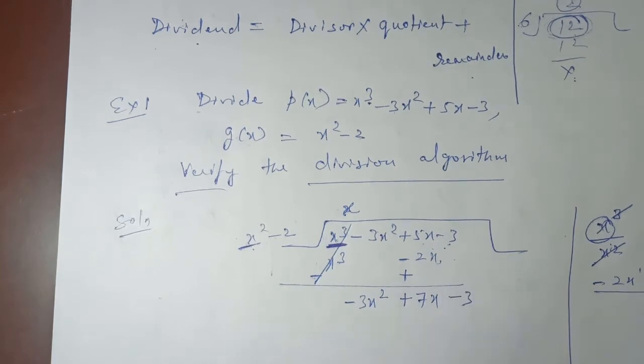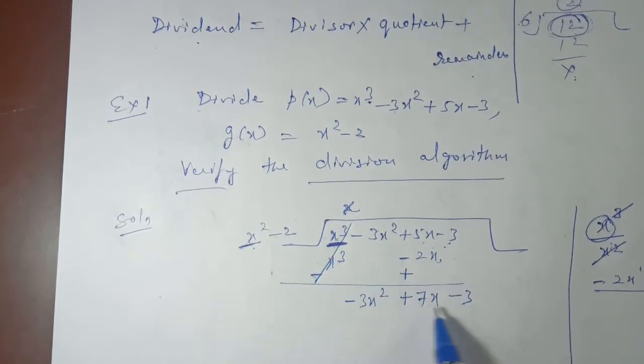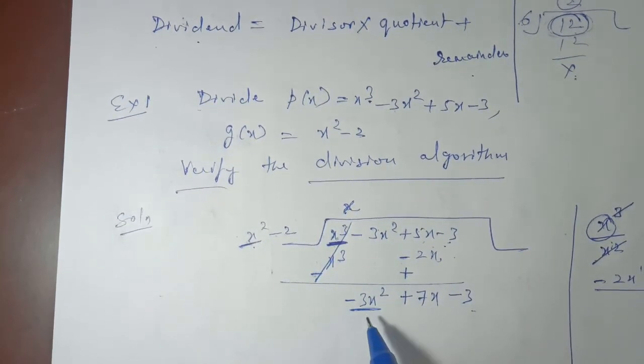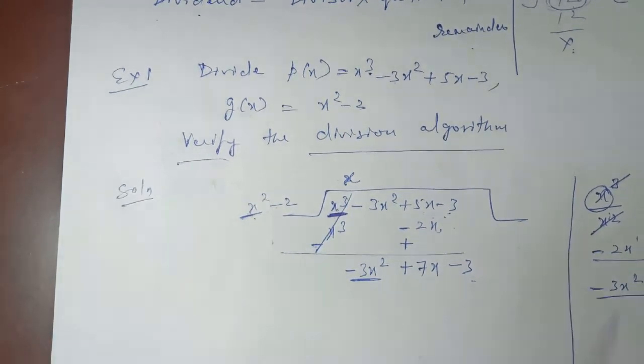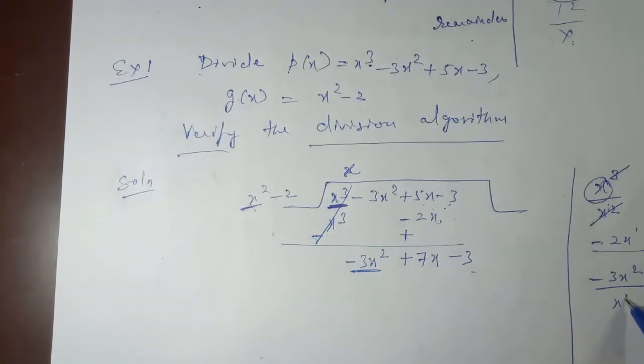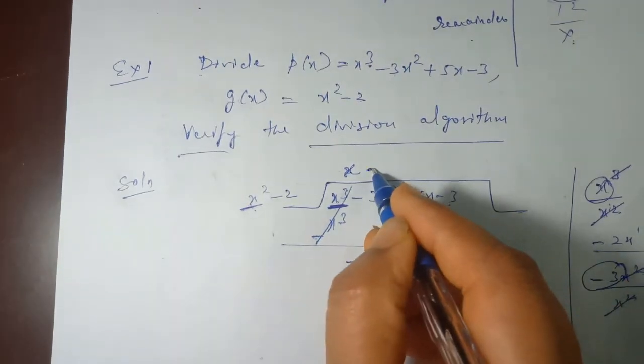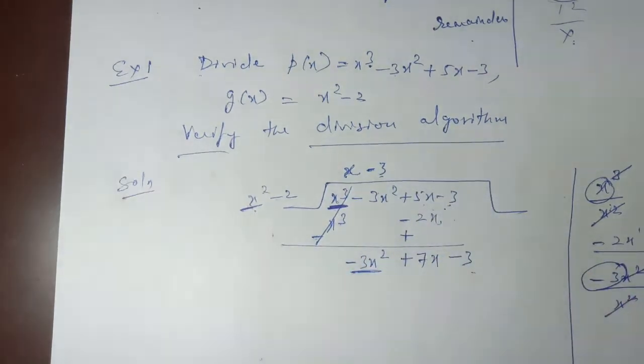The remaining term we have to note it down. Now out of this we have to identify the highest power. This is the highest power. Now again let us move to the rough work. Minus 3x square, take the first term, x square will be cancelled, so we get minus 3. It means the second term of the question.